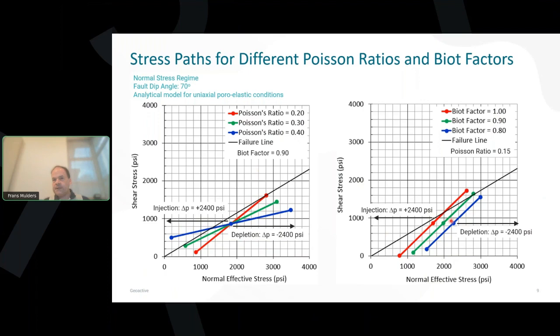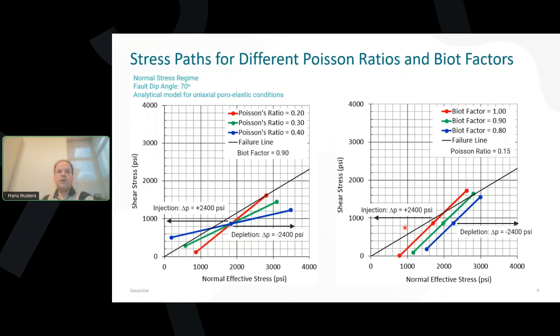Because my effective stress is the total stress minus the Biot factor times the pore pressure. So if the Biot factor is higher, I subtract more pore pressure, and so I get a lower effective stress. So my starting point changes, and that determines whether I move quicker or slower towards failure. So if you would combine, let's say, a Biot factor of 1 with a Poisson ratio of 0.4, you would actually be in pretty bad shape in terms of injection. So what is bad for injection is a high Poisson ratio and a high Biot factor combined.